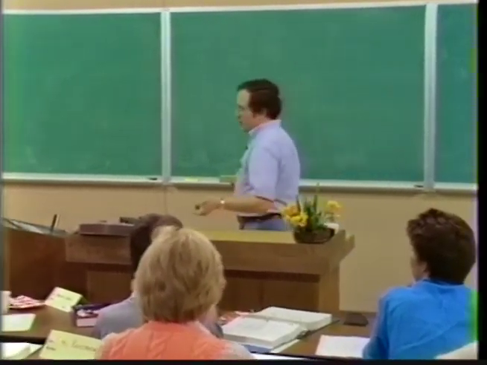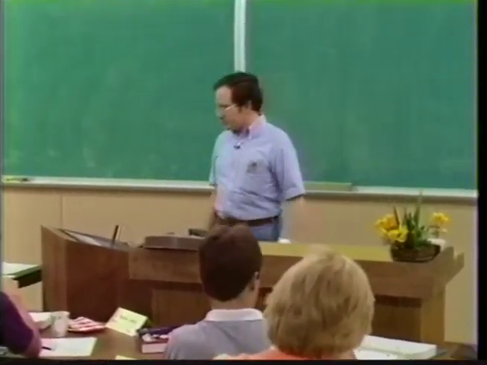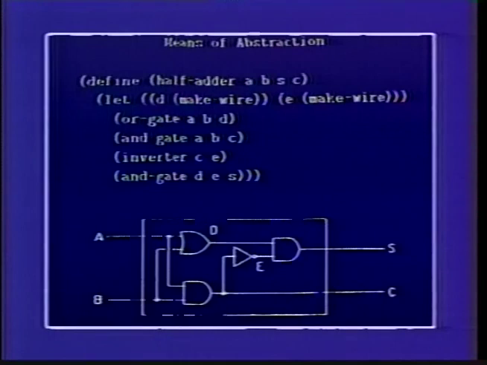Well, what I need more in a real language is abstraction. And so, for example, here I have a half adder. It's something you all know if you've done any digital design. It's used for adding numbers together on A and B and putting out a sum and a carry.